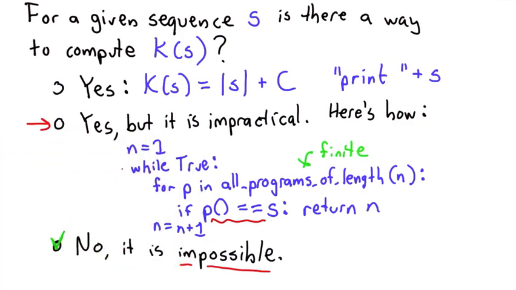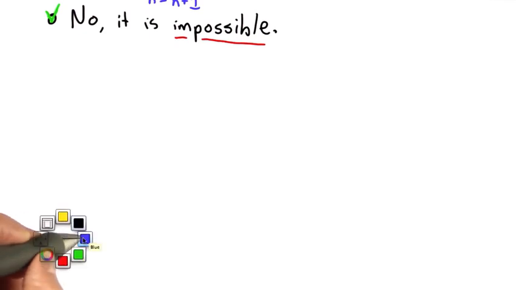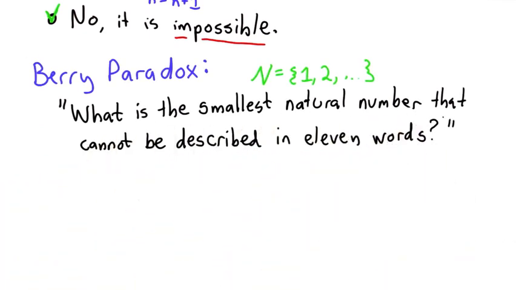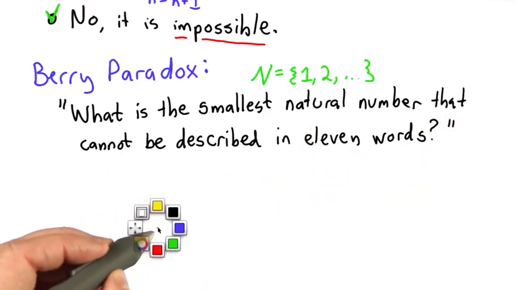And I'm not going to go through how we actually prove that the Kolmogorov complexity is uncomputable, but I'm going to show you a paradox that will give you a little bit of an idea why that is. And the paradox is known as the Berry paradox. What the paradox asks is, what is the smallest natural number? And by that I mean the set of numbers 1, 2, 3. Sometimes people define it starting from 0. The paradox would work just as well either way. That cannot be described in 11 words.